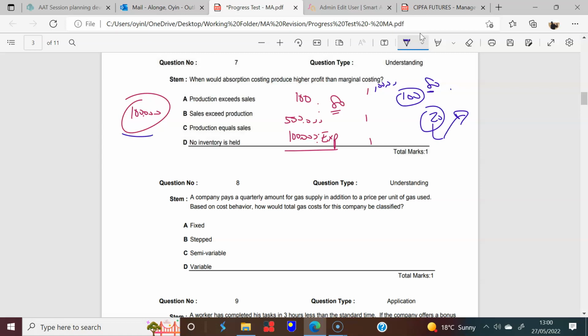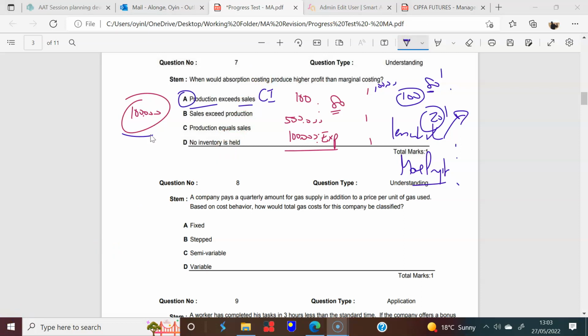So 20 units will absorb some of that cost and will be removed from the total cost moving into the next period. So in this particular period, you'll have less cost. Because you have less cost, you'll have more profit. So the right answer is that in scenarios where production exceeds sales, where you've produced more and you're selling less, you will have closing inventory that is carrying overheads that have been absorbed into the next period. So the answer here is A.